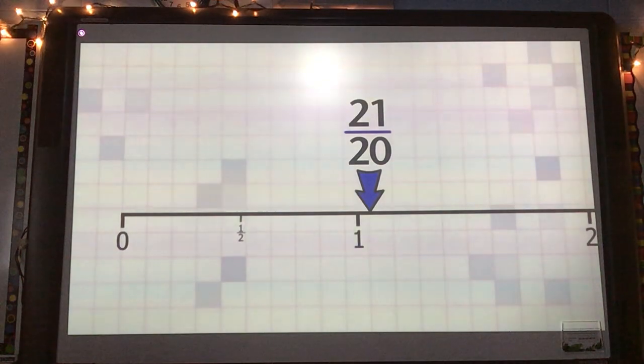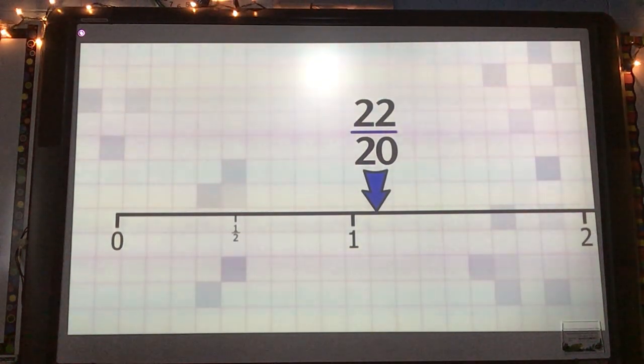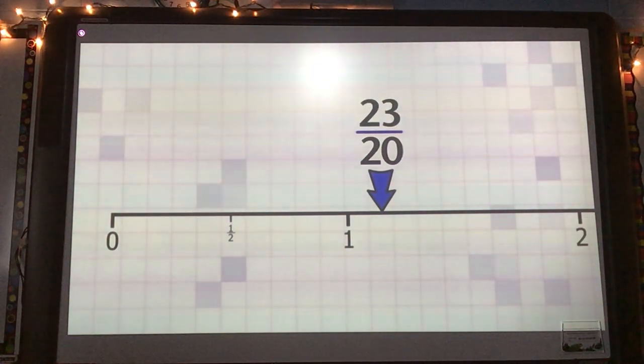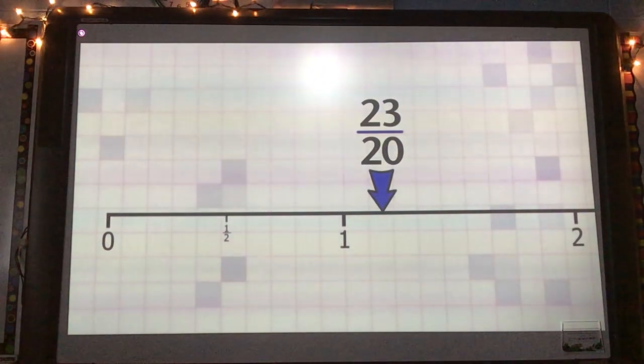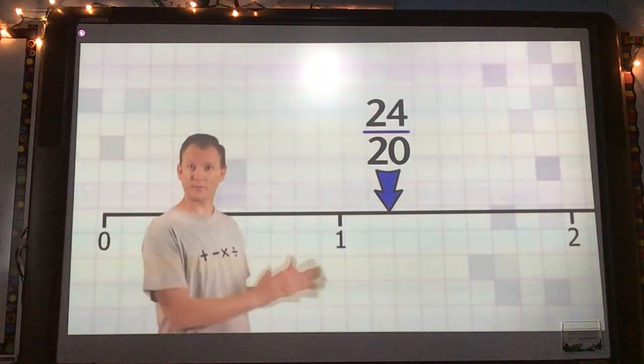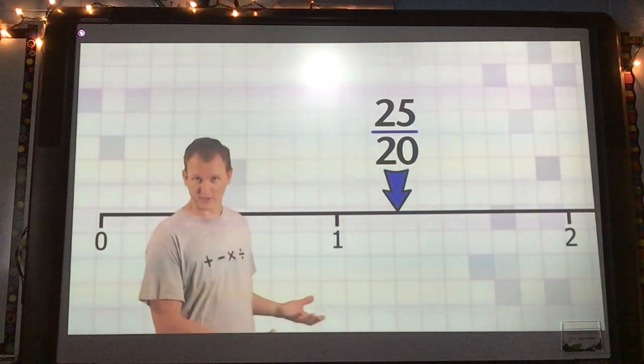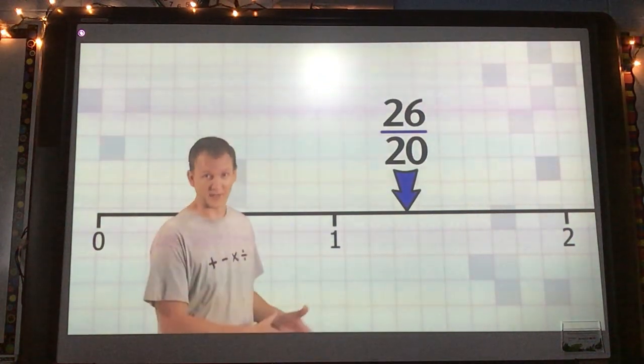There, we've passed 1 now, and our top number is now bigger than our bottom number, which means we have an improper fraction. You can see that the bigger the top number gets, the bigger the value of the fraction. And we could keep on going forever, but that might take all day.